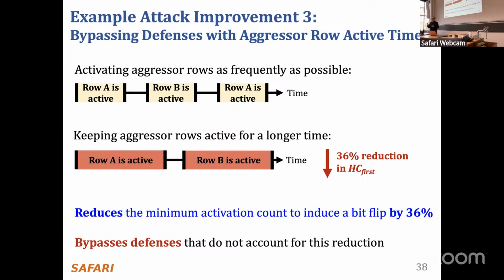So you need to be very careful how you configure your solution. And in order to configure your solution accurately, you need to take into account all possible access patterns. Ideally, you would like to find the worst access pattern, right? And this is actually an open question right now. What is the worst access pattern to induce the bit flip as early as possible, or induce many bit flips? But this paper showed that there's another access pattern, keeping the row open a little bit longer, that is worse than what was discussed previously.